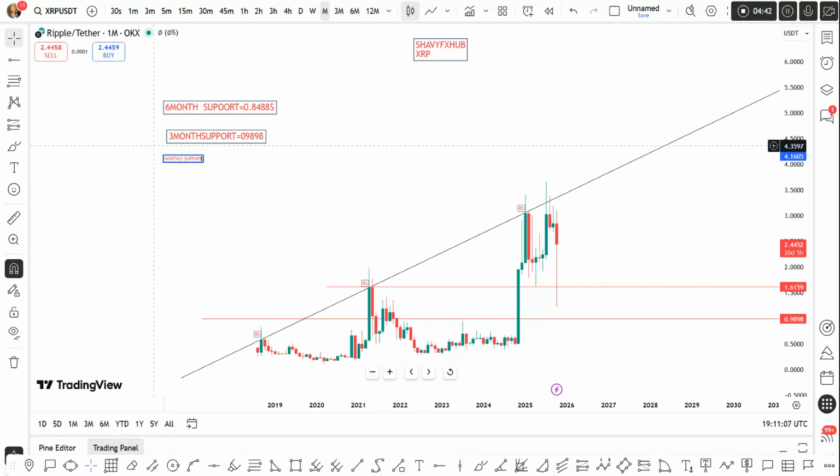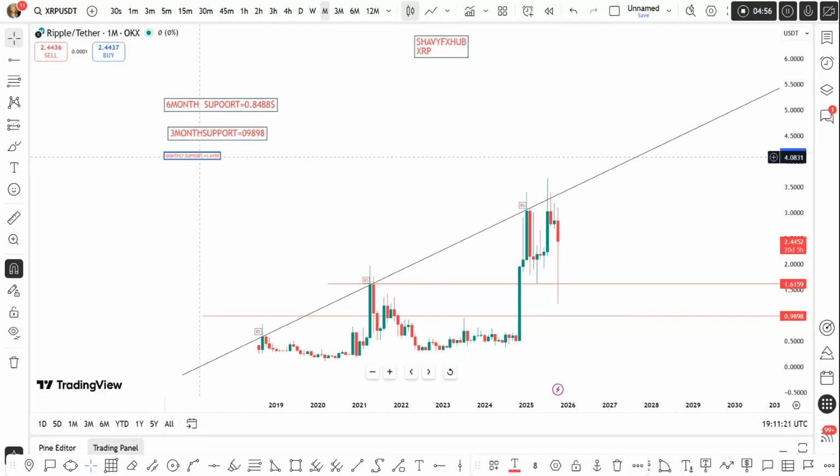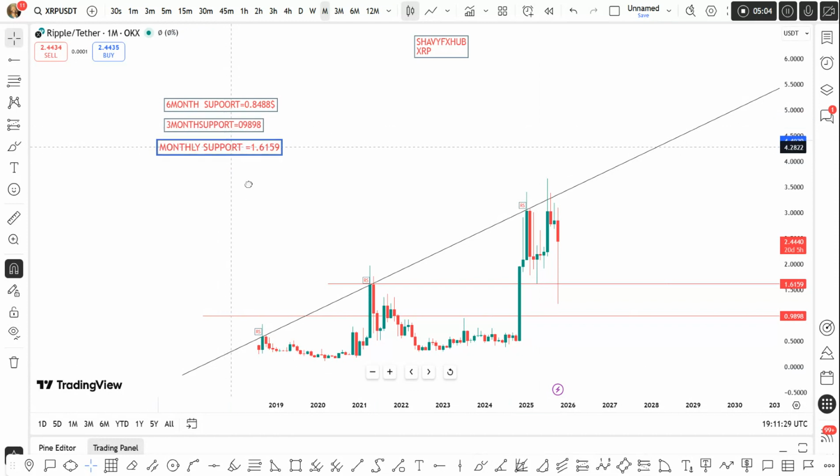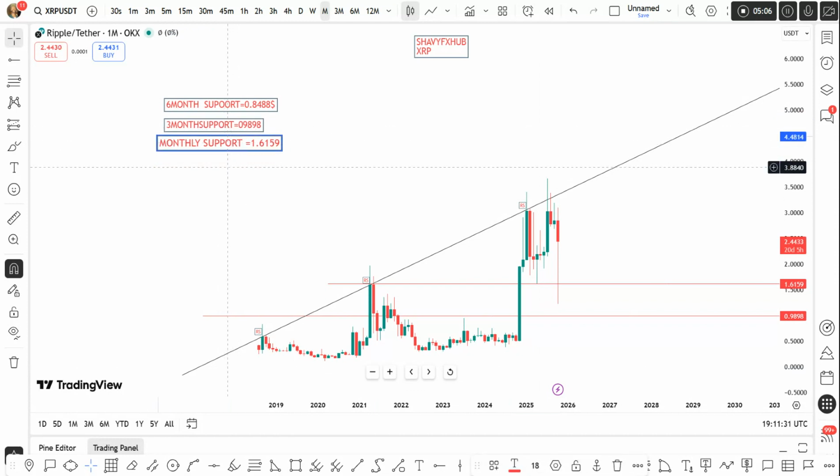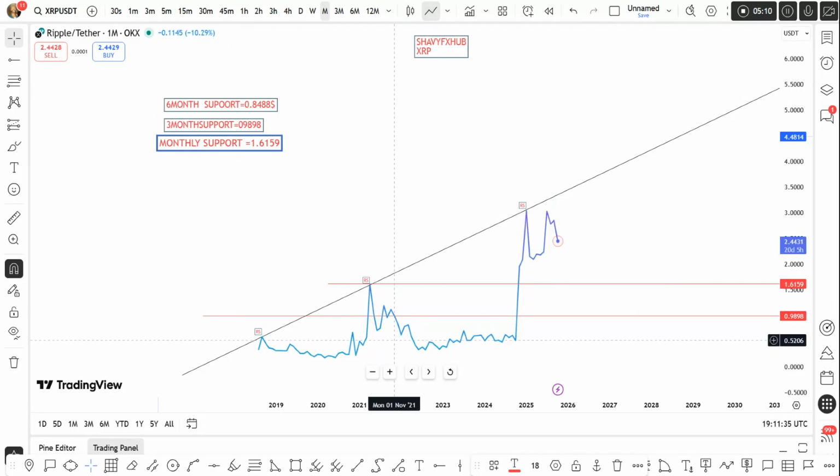Monthly support structure. These are areas where you can buy and you feel safe, at 1.6159. That's a monthly buy zone. So you can buy there if you want on a monthly. It's up to you. I've said on a 6-month buy. So every month you buy has its advantage. They hold a different bias. And let's look critically into the structure of the monthly time frame.